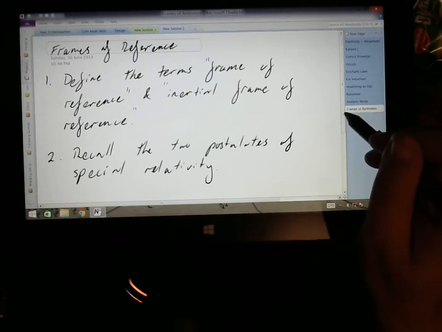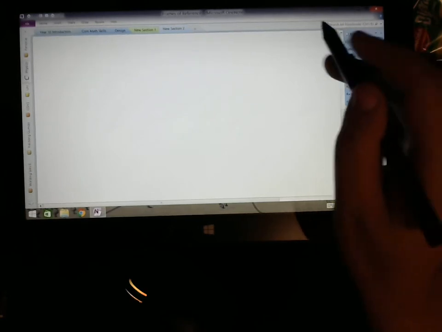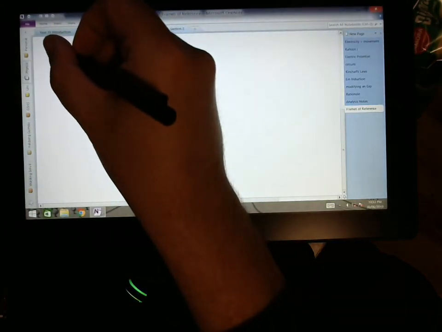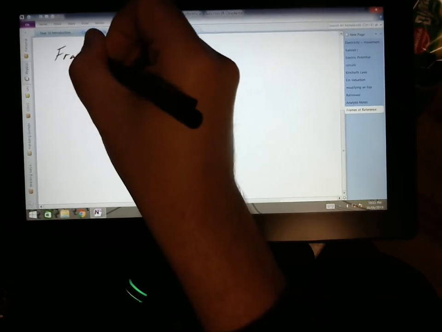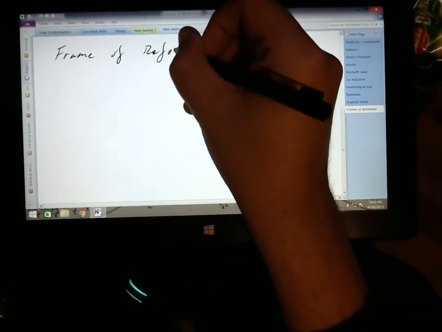So let's talk about those terms, frame of reference and, well, what is a frame of reference? Because if we know what a frame of reference is, then we can come back to the inertial frame of reference.